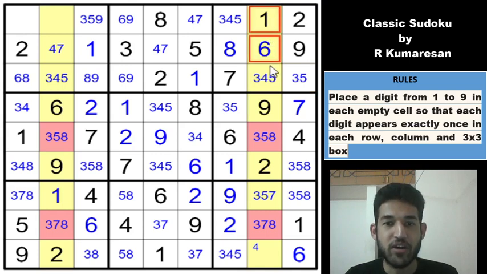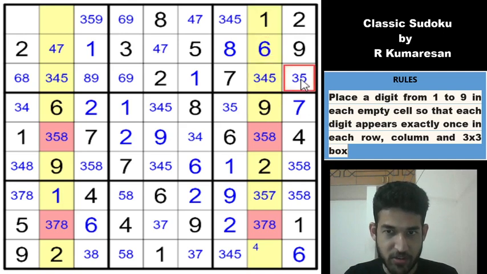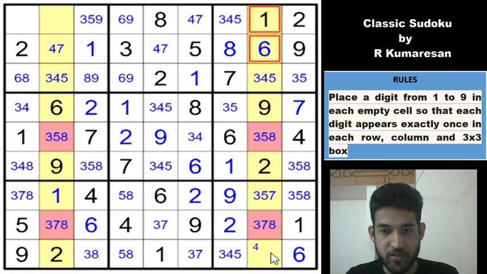Okay, we can't use the concept of finned Xwing here because we could have eliminated 5 from these cells because this is the fin to this Xwing. And if we had a 5 pencil mark somewhere here, we could eliminate the 5 pencil mark, right? Because that would have led to a contradiction. Okay, I'm missing something here for sure.